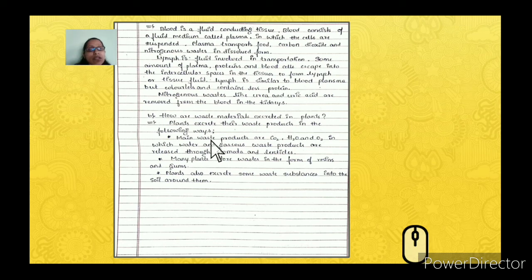Next question is, how are waste materials excreted in plants? So plants excrete waste materials in many ways. Their main waste products are carbon dioxide, water and oxygen, in which water and gaseous waste products are released through stomata and lenticels. Many plants store waste in the form of resins and gums. Plants can also excrete some waste substances into the soil around them.